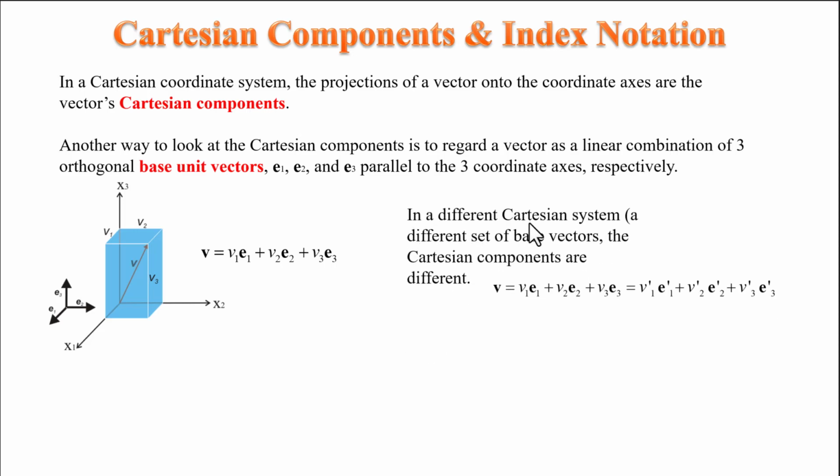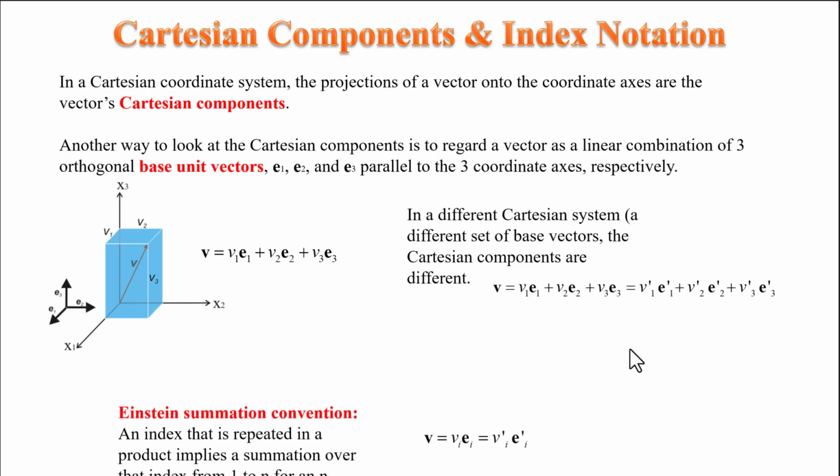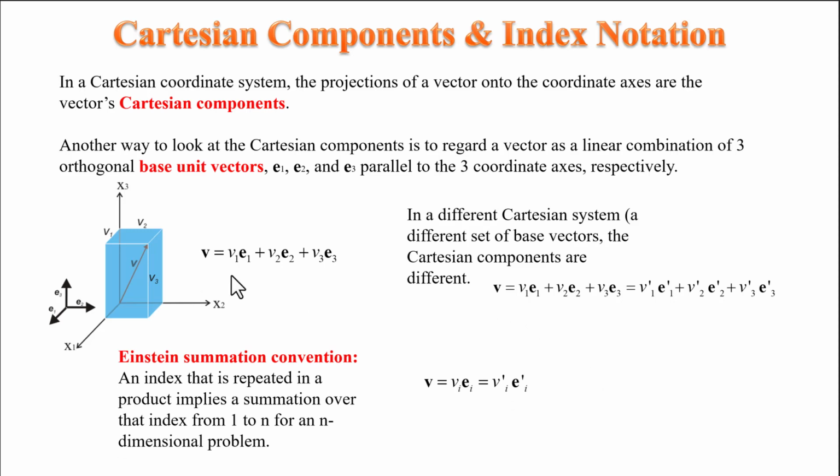Of course, if we choose a different Cartesian system, that is equivalent to a different set of base unit vectors, and the Cartesian components will be different. Imagine that we have another coordinate system. It's a primed system, x1 prime, x2 prime, x3 prime. It's not shown here. Then the vector can be expressed in another primed set of unit vectors. We often write the vector, the linear combination, in a shorthand way. We write them simply as v_i e_i or v_i prime e_i prime. This is the Einstein summation convention that we will use throughout this course.